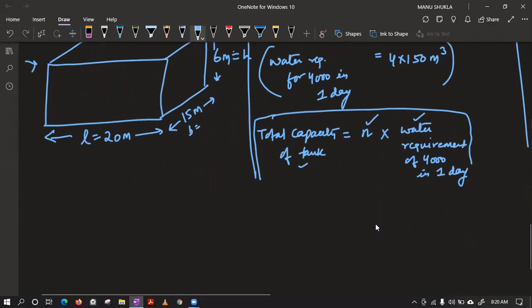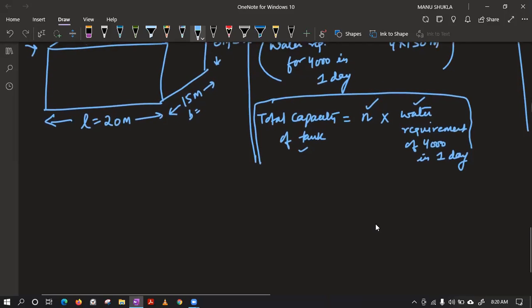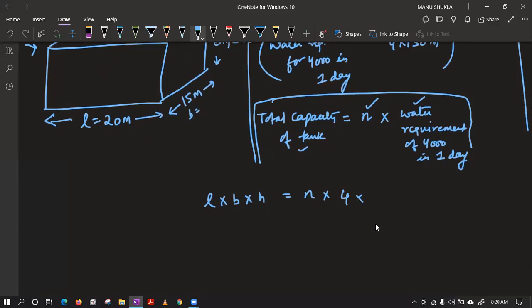Now let us find the total capacity, and if you see, total capacity is nothing else but volume of cuboid, the tank with us, which is L into B into H is equal to N into 4 into 150. Sir, can't we write it like this? N is equal to water required per day divided by volume of container. I think that will be wrong, because the numerator should be volume of container, beta. That is larger, na? In this case, Bhuvanjot, if you solve this, you will get the answer in fraction of number of days.